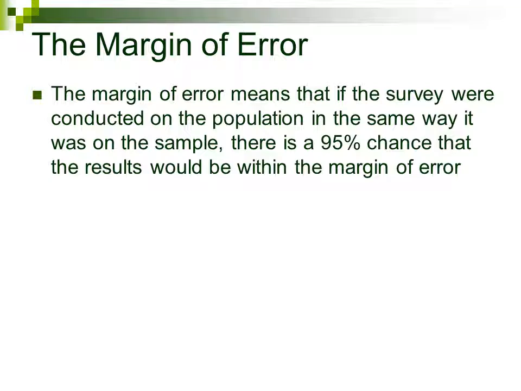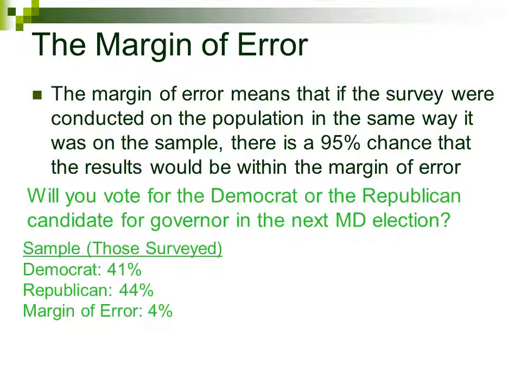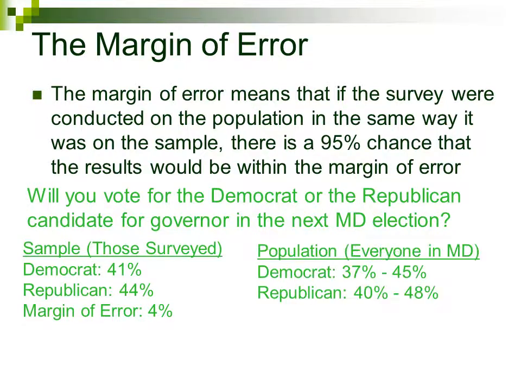This is kind of confusing, so let's go straight into an example. Let's say we ask a sample of Maryland residents whether they plan to vote for the Democrat or the Republican candidate for governor in the next election. And let's say that in our sample of those people we surveyed, 41% said that they plan to vote for the Democrat, and 44% say they plan to vote for the Republican, with the rest being undecided and the margin of error being 4%.